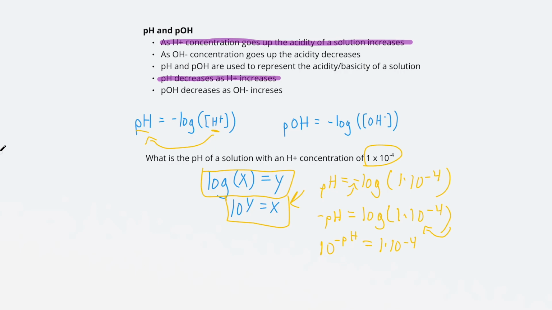And 1 times 10 to the negative 4 is the same thing as just 10 to the negative 4. So we have 10 to the negative pH equals 10 to the negative 4. So then if pH were just equal to 4, that would give us our answer. So pH is equal to 4 in this problem. You can do the exact same thing with the OH concentration, and the thinking is the exact same. All you need to know is that as OH concentration increases, the acidity decreases. And then the rest is the exact same. So if the pOH decreases, that means that the OH minus concentration is increasing.